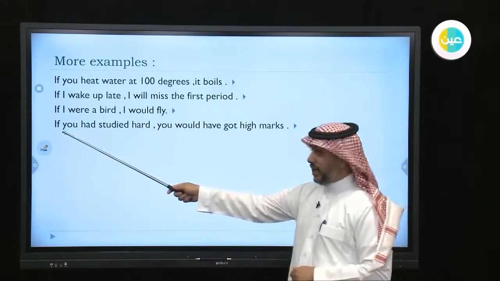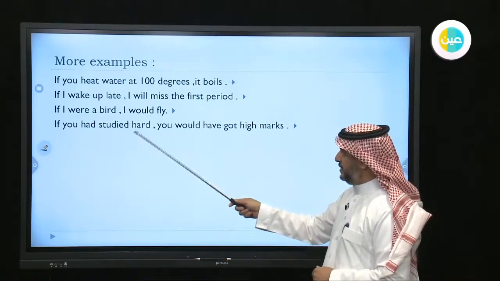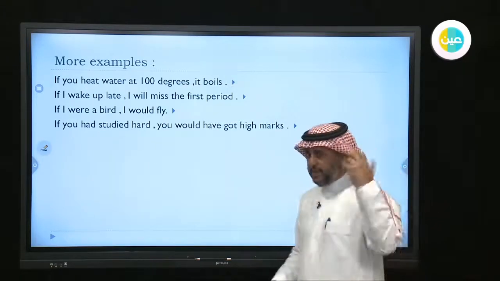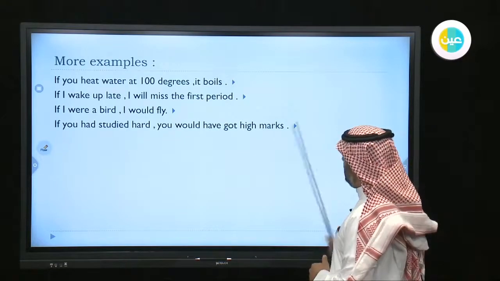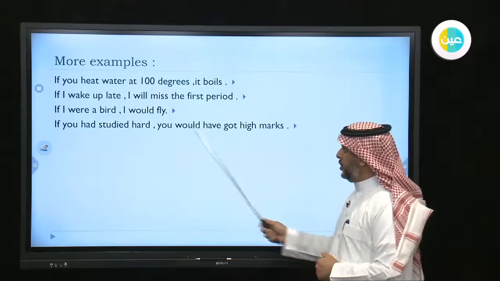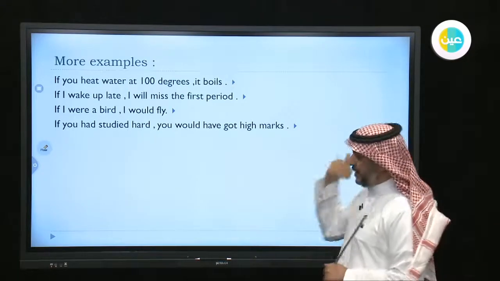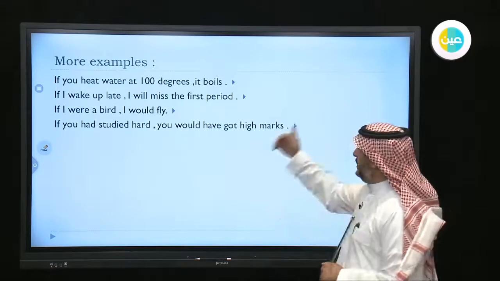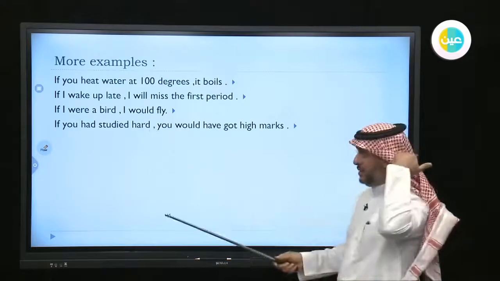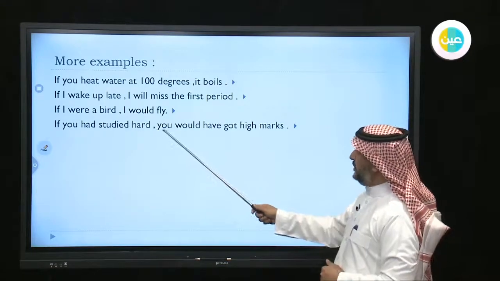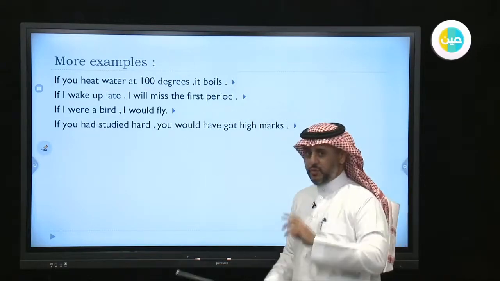The third conditional now. If you had studied hard, comma, you would have got high marks. This is a past conditional sentence about a situation in the past. But you did not study. This is an imaginary situation in the past. Change the order: you would have got high marks if you had studied hard, without a comma.